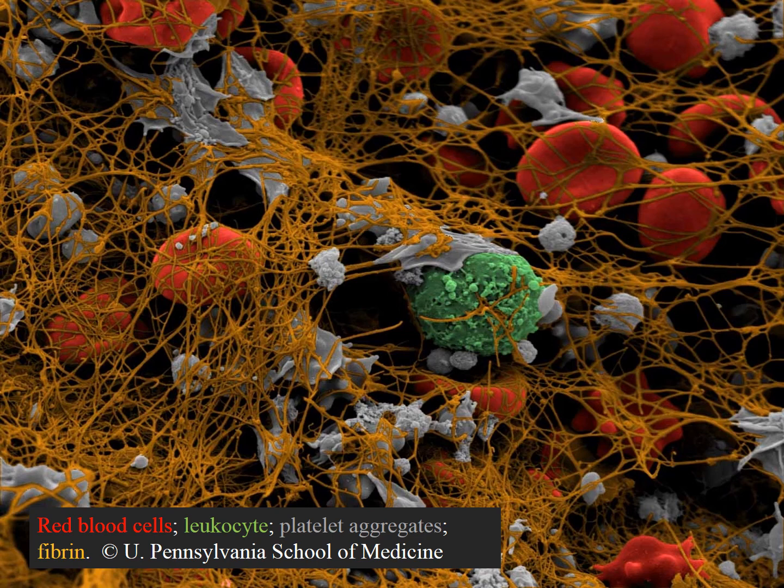And here we see the final product. We see a mesh of fibrin proteins trapping a bunch of red blood cells and platelets, and maybe even a white blood cell here, that is sealing up the injury site.